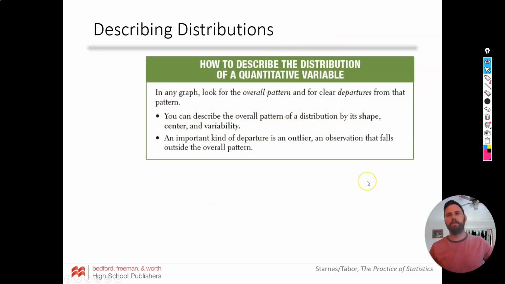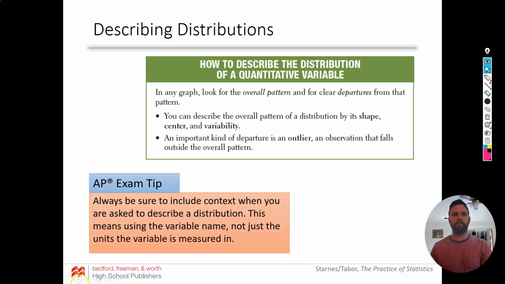Alright, now how do we describe it? When you describe a graph, remember SOCV. S-O-C-V. You're looking for the shape, the outliers, the center, and the variability.